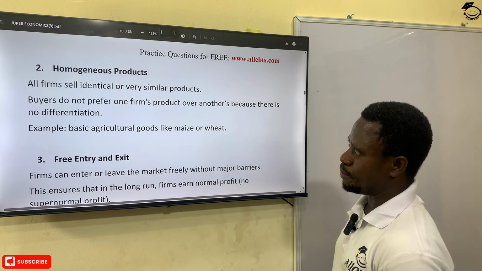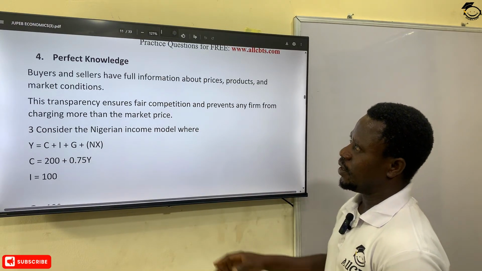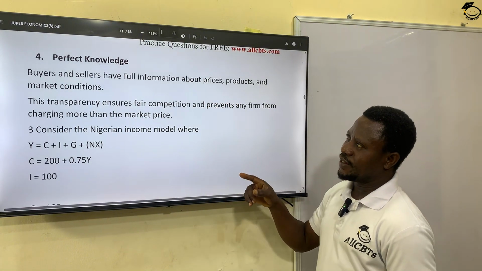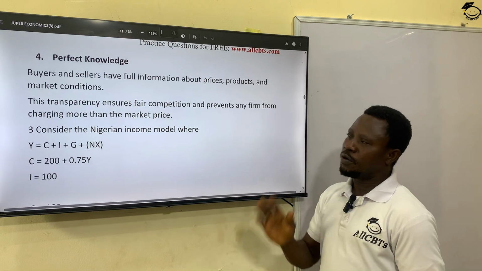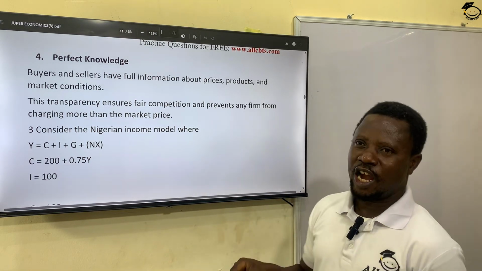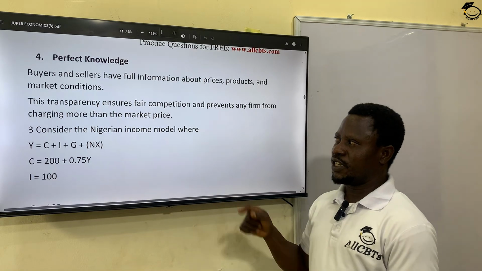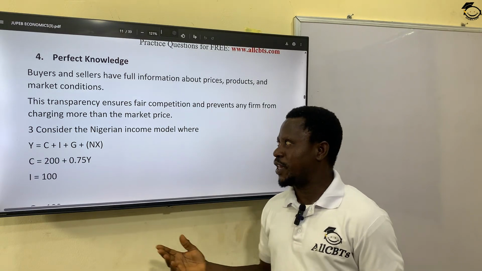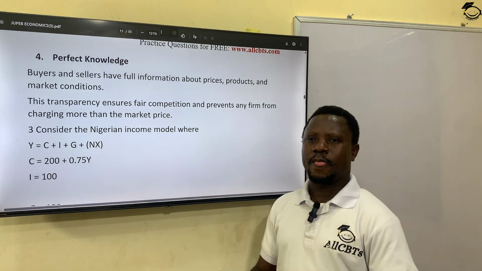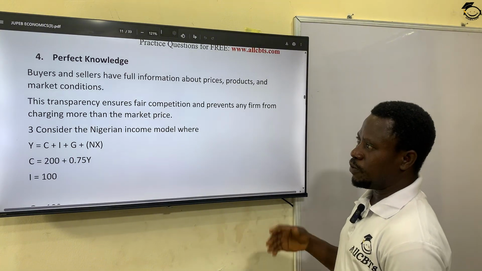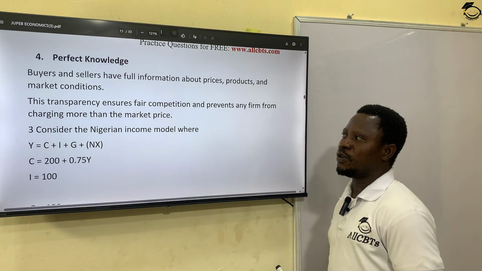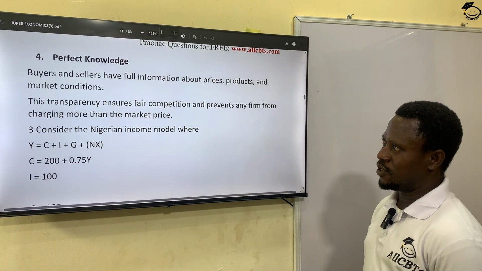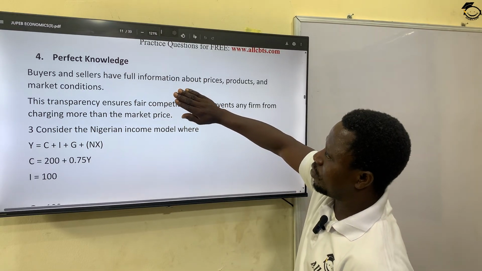Let's see another feature of a perfect market. Perfect knowledge of the buyers and the sellers. They have full information about the prices, about the product, and of course about the conditions of operation in the market, okay? Because everybody has access to this knowledge, the market is transparent enough. And because of this transparency, there is fair competition, and this prevents any firm from taking advantage of another firm or taking advantage of the market. All right, this comes to the end of that number 2 question.